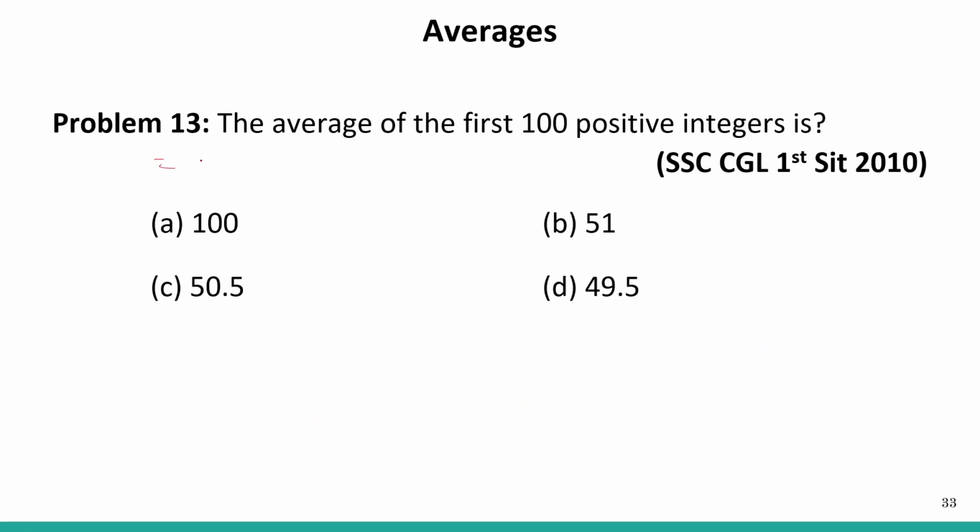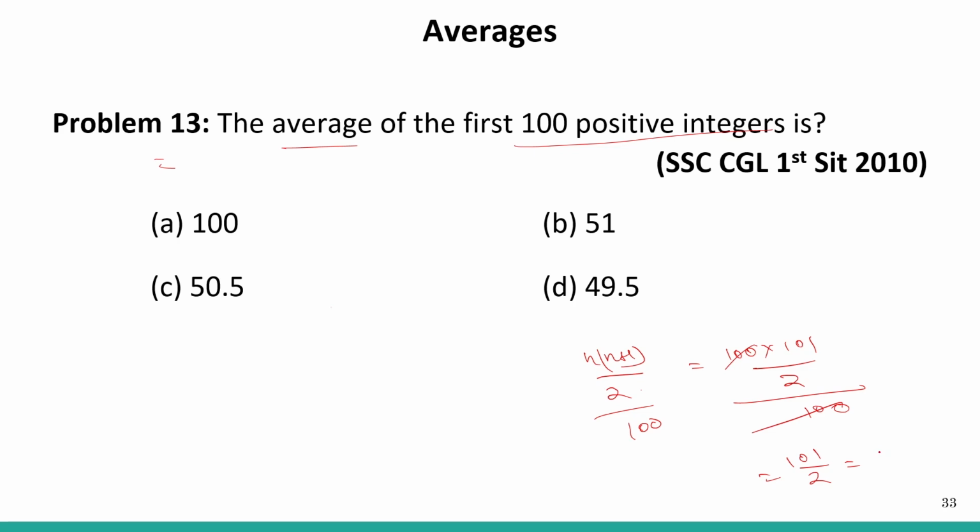So let's see problem number 13. The average of the first 100 positive integers is what? 100, 51, 50.5 or 49.5? We know that the sum of the first 100 positive integers is n into n plus 1 by 2. Here n is equal to 100. So this will be equal to 100 into 101 by 2. This is the cumulative sum. What we have to do is divide it by 100, right? So we are left with 101 by 2, which is equal to 50.5. So 50.5 will be the correct answer.